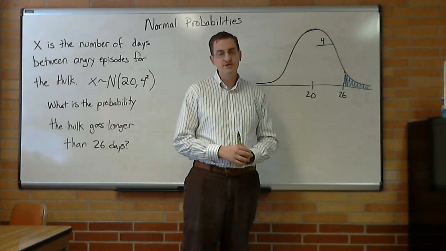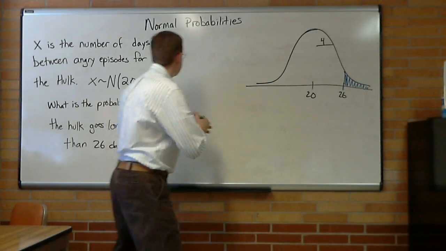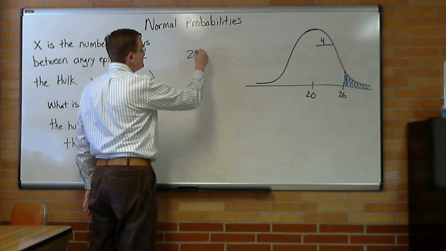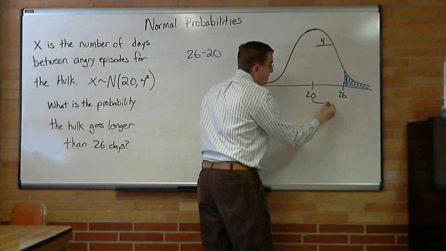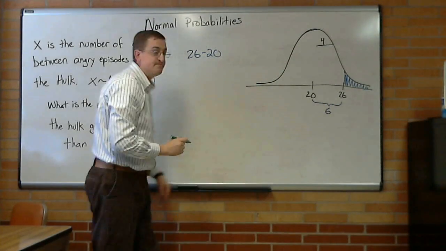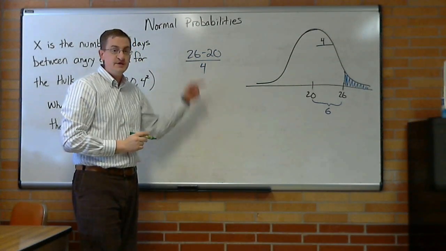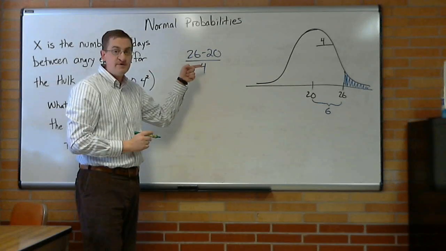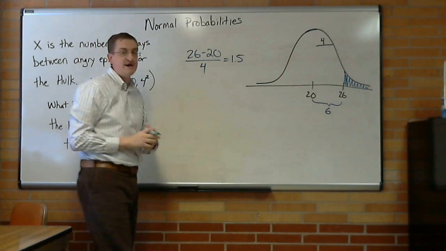In your head, I'm sure you've already done the math. Let's pretend you can't do it in your head, and let's go through it slowly. What you would do is you would take 26 minus 20. In other words, how far away are these guys? And the answer is they are 6 units away. And how many standard deviations is that? Well, 6 units away out of 4 for our standard deviation gives us 1.5.